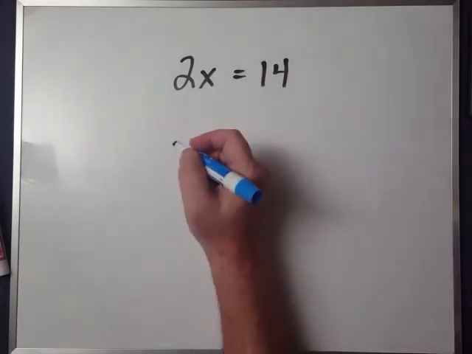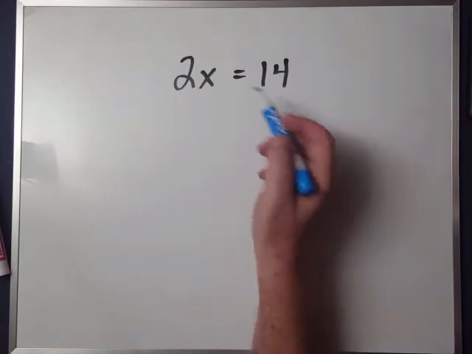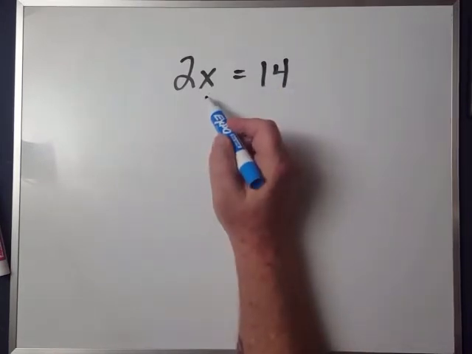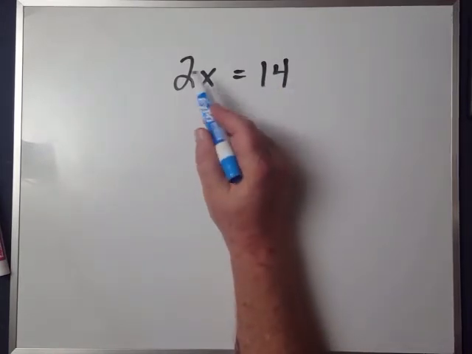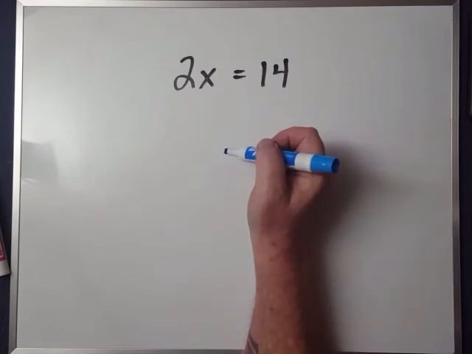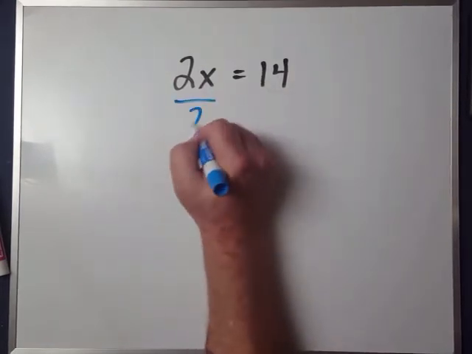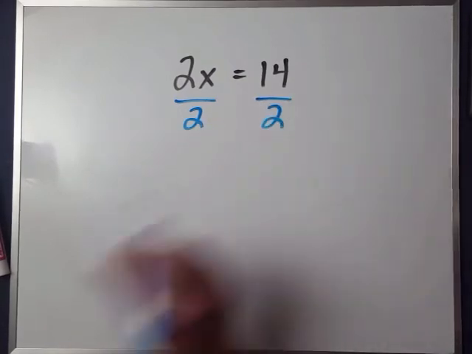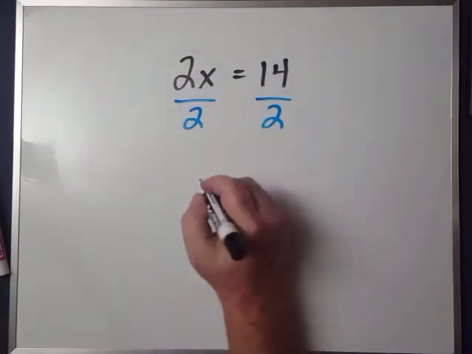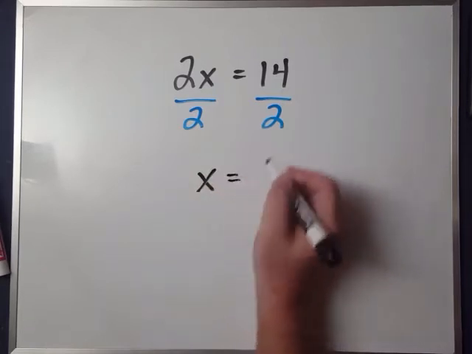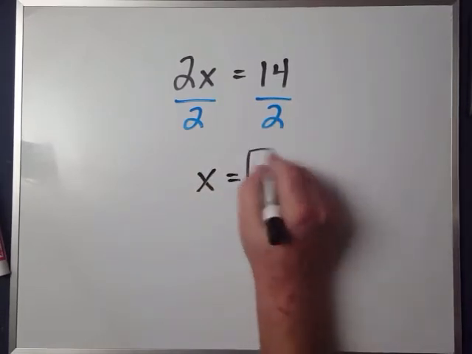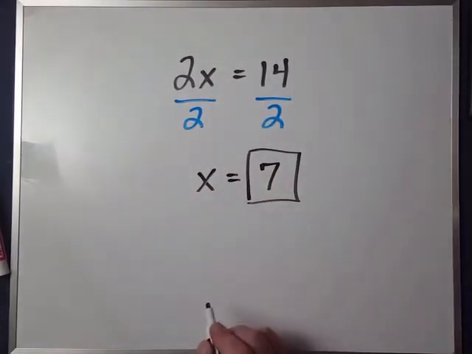So, extending the multiplication property to division, I can say, well, what's happening to the x that's keeping it from being by itself? It's being multiplied by 2. What undoes multiplication? Division. So divide both sides by 2. The 2's cancel to leave x. And 14 over 2 is 7. So that's the gist of the section. Let's work some homework problems.